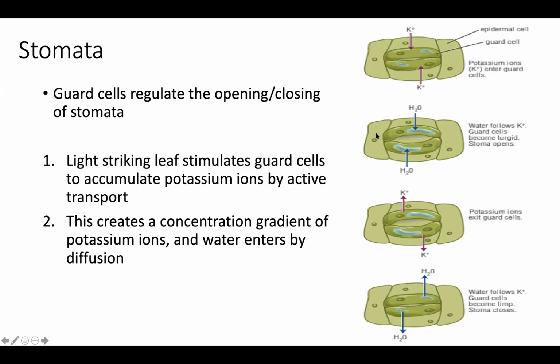This is kind of the same idea, where we have water entering the guard cells, and when the guard cells become filled with water, they just swell up, just like that inflatable tube. Okay, so water follows the potassium, guard cells become turgid, and then the stoma opens. Once the stoma is open, that is when we're going to have an increase in gas exchange.